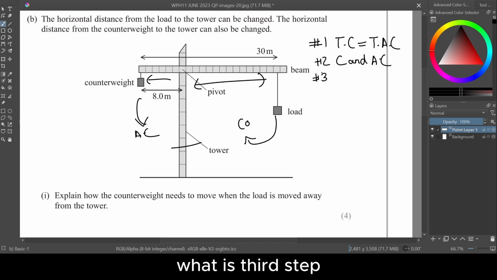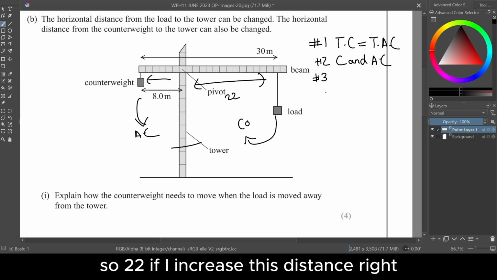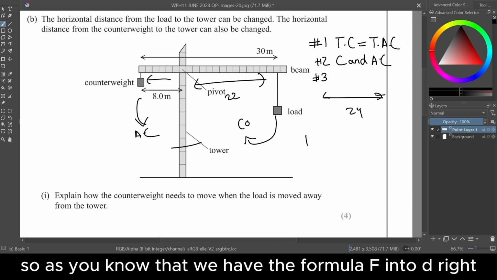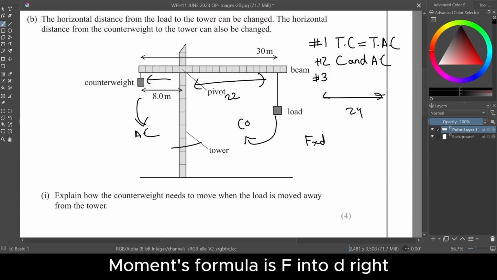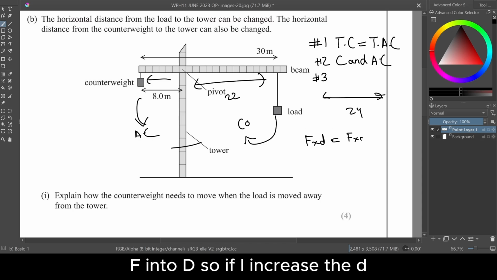Now the third step, what is the third step? Let's say for now this is 22, because it says 30 meters, so 22. If I increase its distance, let's say I make it 24, what will happen? As you know, we have the formula F into D. The moments formula is F into D, and clockwise and anti-clockwise have the same thing, F into D.